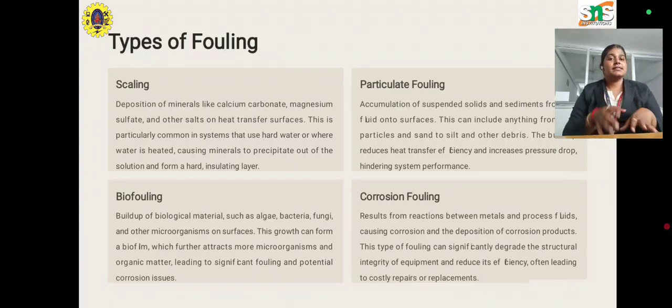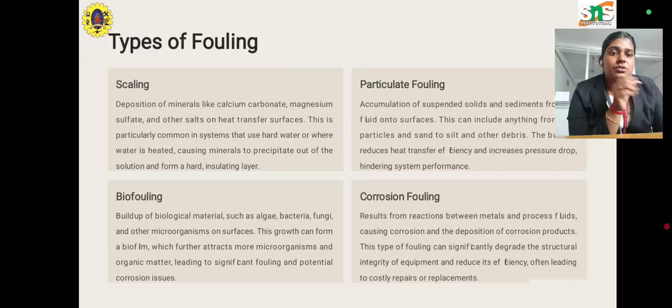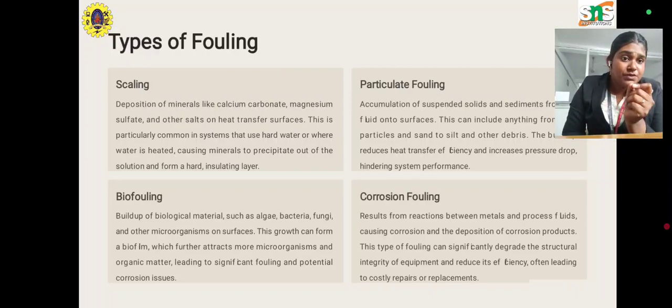So next we shall see about corrosion fouling. Here it results from the reaction between the material and the process fluids. So it causes the corrosion and deposition of the corrosion products. This type of fouling can significantly degrade the structural integrity of equipments and reduce its shelf life, that is efficiency, which often leads to costly repair or replacement of the whole equipment. So these are the types of fouling.